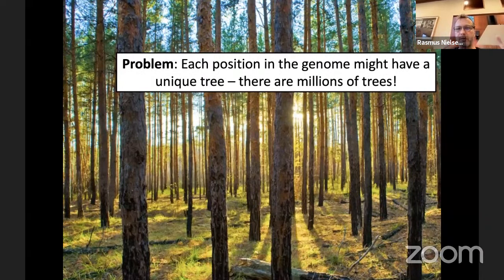Each position in the genome might have a unique tree. There are millions of trees. Sort of a fundamental computational problem. These kind of approaches that I talked about so far that are great for mitochondrial DNA or viral sequences or Y chromosome DNA don't really scale up to whole genome analysis. So when we started getting whole genomes 10, 15 years ago, many of the methods we had really were not appropriate. They could not scale up.